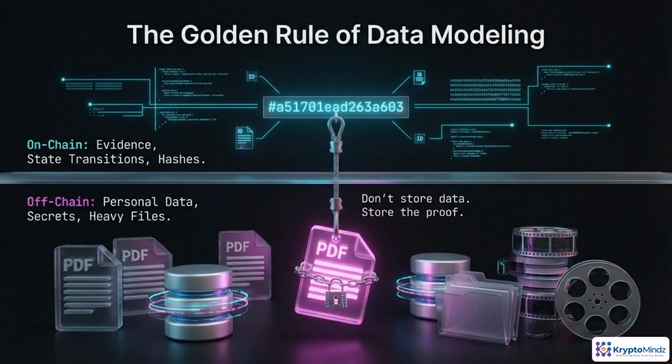That leads to the golden rule for modeling data on blockchains. Put proofs on-chain, keep rich data off-chain. On-chain, store minimal, high-value facts, hashes, state transitions, evidence that something happened at a specific time. Off-chain, keep personal data, secrets, large documents, and media. The ledger should answer, can I verify this claim? Not, what is the full record? In short, don't store the data, store the proof.